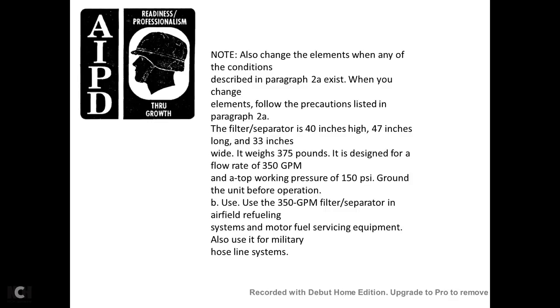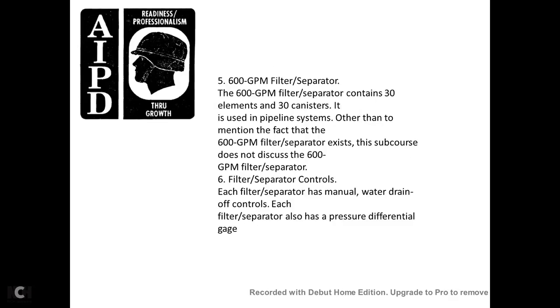The filter separator is 40 inches high, 47 inches long, and 33 inches wide. It weighs 375 pounds. It is designed for a flow rate of 350 gallons per minute. The top working pressure is 150 psi. Ground the unit before operation. Use the 350 gallon per minute filter separator in the airfield refueling system and motor fueling service equipment. It is also used for the military hose line systems.